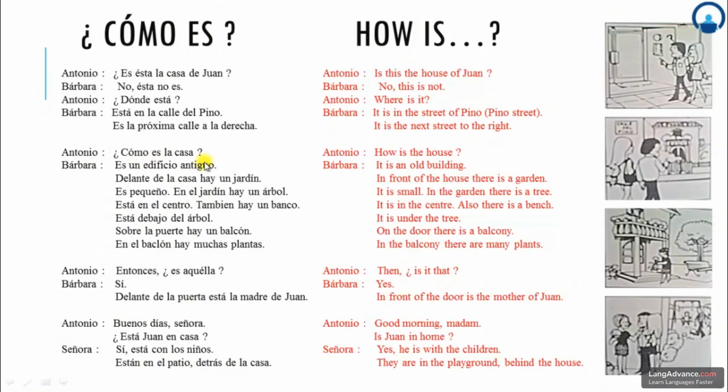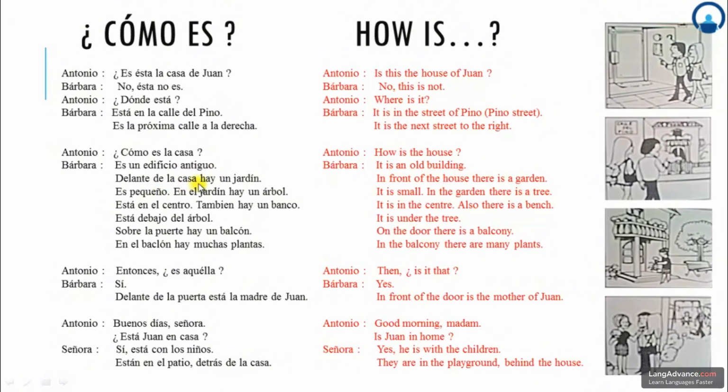¿Cómo es la casa? How is the house? Es un edificio antiguo. It is an old building. Here we have an adjective and a noun. If you remember the rule, the adjective is always after the noun. So here, edificio means the building, and antiguo means old, and hence the adjective old is after the noun. But in English, it is the normal way. It is an old building.